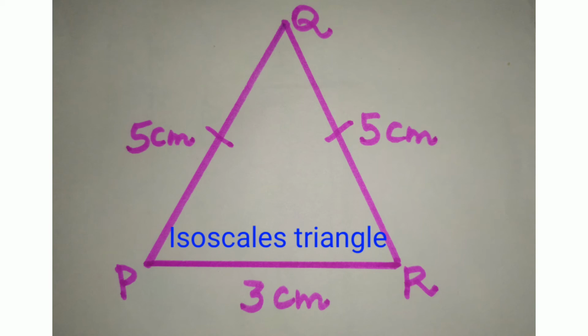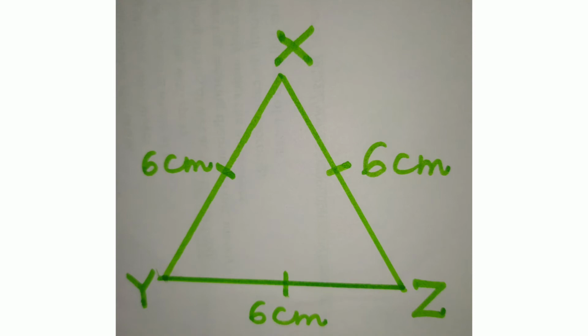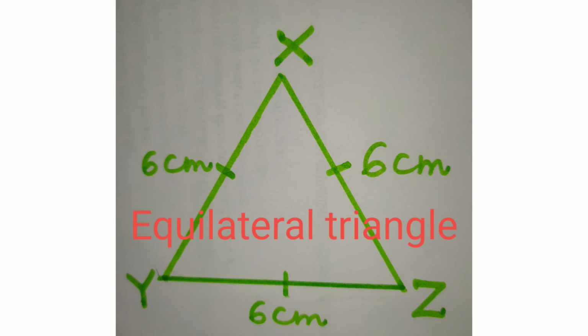The third type of triangle on the basis of its side is the triangle having all the three sides of equal measure. Look at the figure. Triangle XYZ has got three sides, XY 6 cm, YZ 6 cm, XZ also 6 cm. The name of this type of triangle is equilateral triangle.